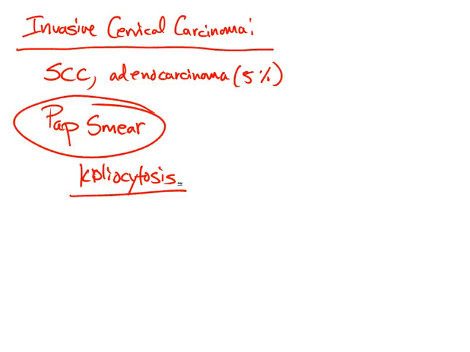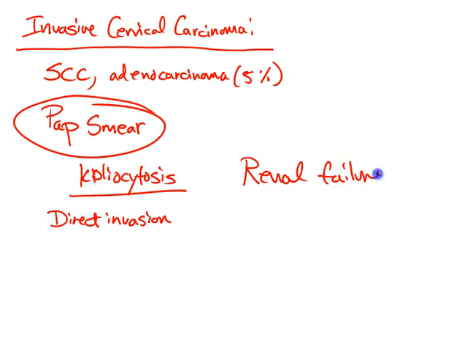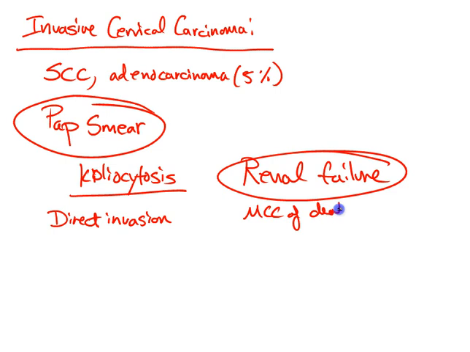It spreads by direct invasion of nearby structures, so it can infiltrate what? The bladder and or the ureters. It can also invade the rectum, the vagina, and other adjacent structures. So what is the most common cause of death in these patients? That's right, renal failure. That's pretty high yield to know. Renal failure is the most common cause of death in patients with invasive cervical carcinoma, unfortunately.